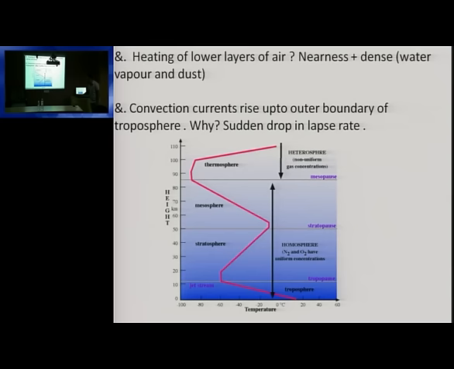Why? Because rainfall happens because of convection. So convection current is one of the most important causes of rainfall. So all the weather phenomena will be confined to this region. Why? Because the convection current established in the atmosphere is cut off at this particular point. So the convection current rises up to the outer boundary of the troposphere. The reason is there is a sudden change in lapse rate, it becomes so dense, it cannot go any further. So it will slam down.